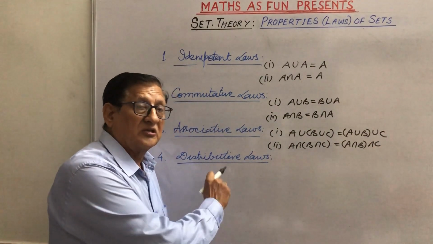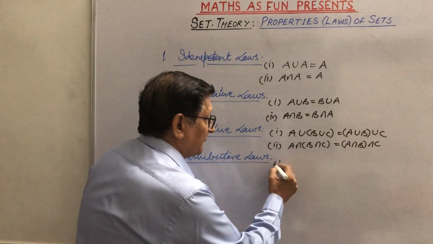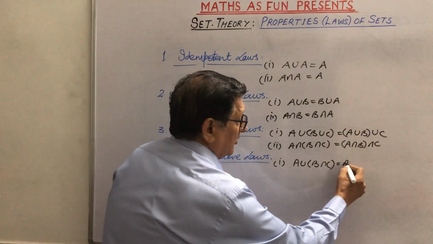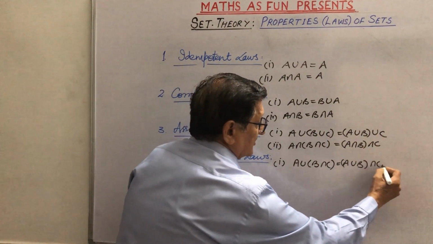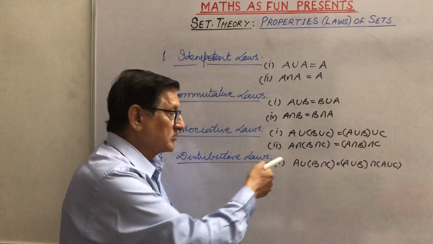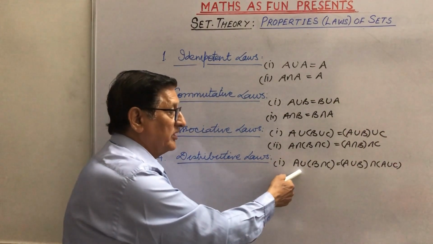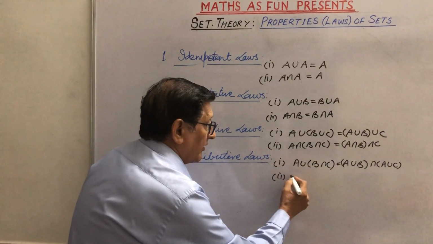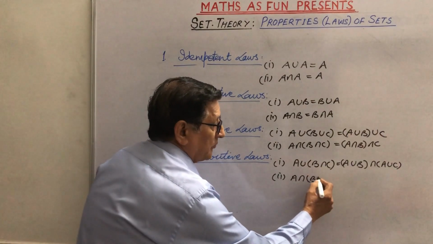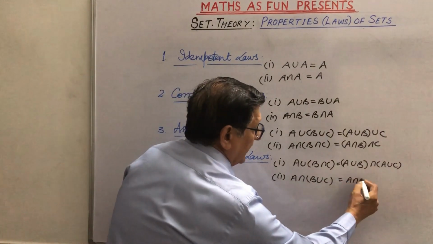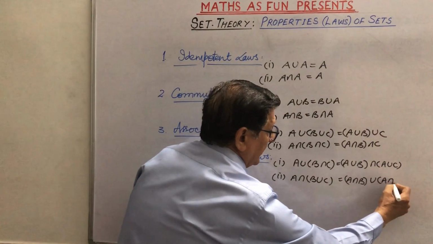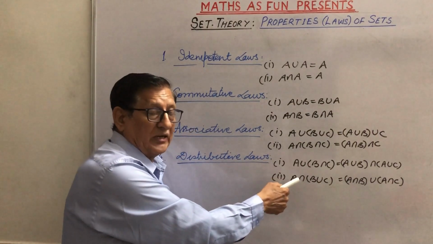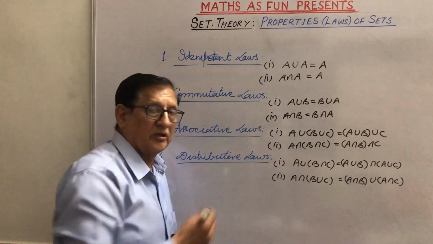And then the next laws are distributive laws. There are also two. The first one is A union (B intersection C) is equal to (A union B) intersection (A union C). This is known as distribution of union over intersection. The second one is A intersection (B union C) is equal to (A intersection B) union (A intersection C). And this is known as the distribution of intersection over union.